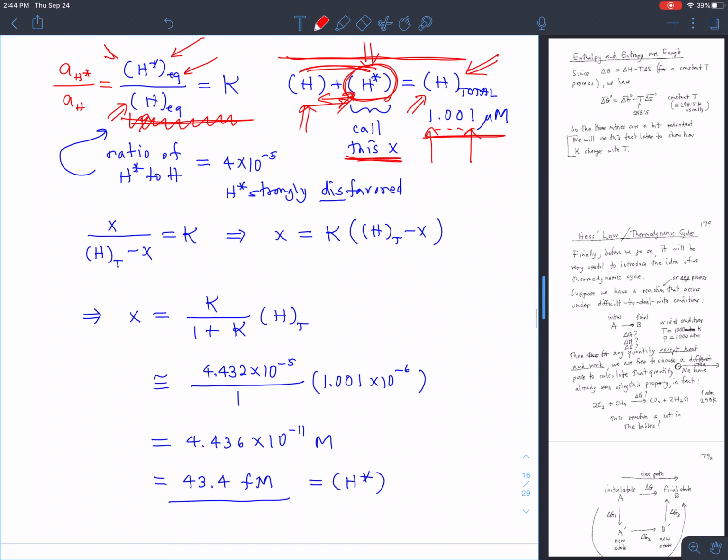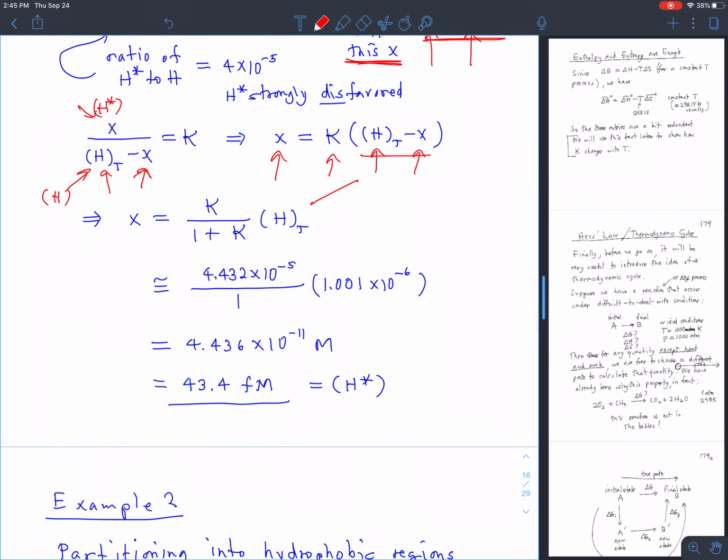That means that if I take this ratio, it's going to be X, that's H star, sorry. And then in the denominator, I'm going to have H, but that's just the total amount minus X, using this relationship here. And now I've just got one variable that I need to solve for, that's X. When I do that, I get X is equal to K times the total amount of hexokinase minus X. And then doing the algebra to solve for X gives me that X is equal to the equilibrium constant over 1 plus the equilibrium constant, times the total amount of hexokinase.